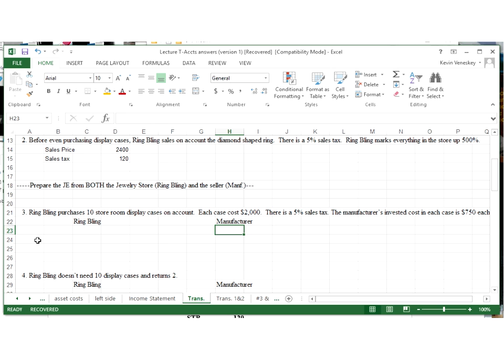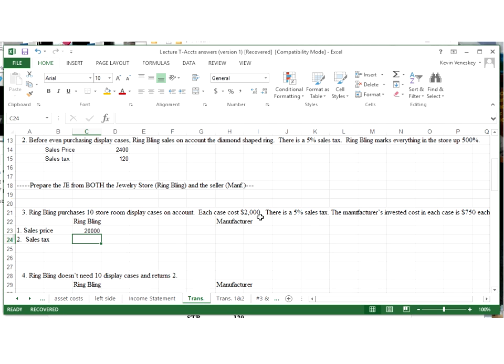So now off to the side, what I want to do here is list what all costs go into my assets. So number 1, we have the sales price. Number 2, we have if there's any sales tax. And those are the 2 things we have so far. So Ring Bling, the sale price, I bought 10 store units, and each one cost $2,000 a piece. So 10 times 2,000 is 20,000.